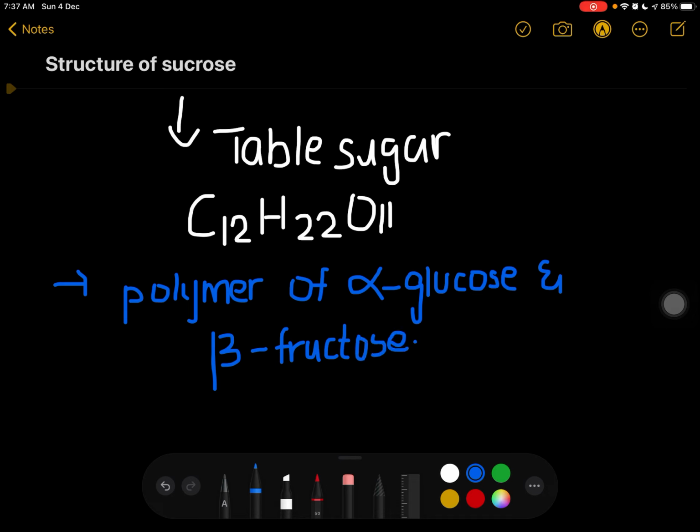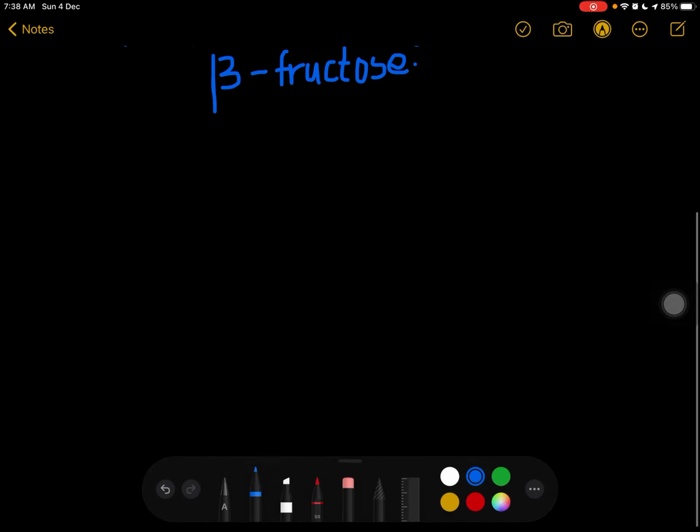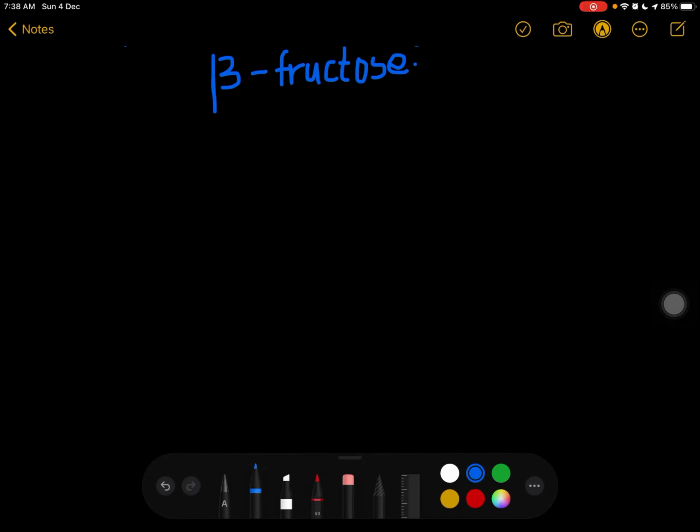Right, it is a polymer of alpha glucose and beta fructose, and I have taught you the ring structure as well as the straight chain structure of glucose and fructose. So now let's directly jump into the structure of sucrose. Basically, sucrose is a disaccharide, right? It is a disaccharide. So let's jump into the structure of glucose.